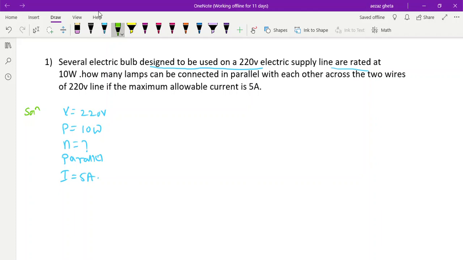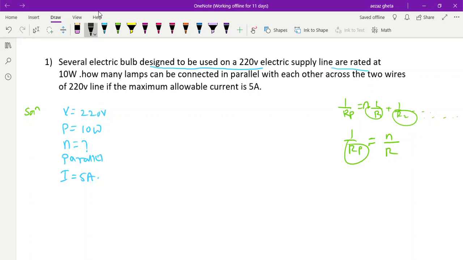Okay, so we should find the total resistance Rp. The formula is 1 by Rp equal to 1 by R1 plus 1 by R2, like this. For N bulbs, we write N into 1 by R, so 1 by Rp is equal to N by R. N indicates the number of bulbs, which we need to find. So we should find Rp, and then R also. Think how to find it.